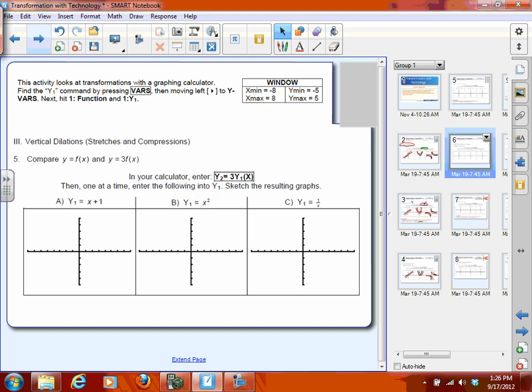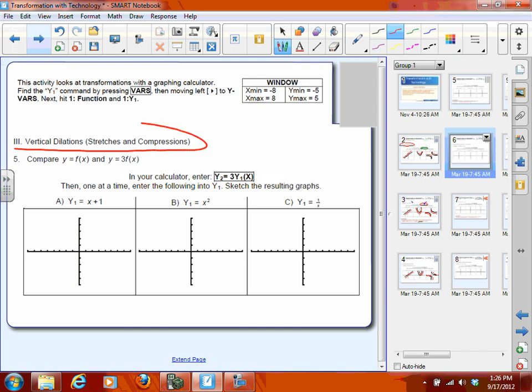All right, guys, now we're going to move on to number 5. Now, notice up here at the top of your page, number 5, it says we're going to be looking at something called vertical dilation. We're going to be looking at stretching and compressing. So now, instead of moving the graph sideways, left and right, or up and down, we're going to look at stretching and compressing the graph. So on this first one here, number 5.